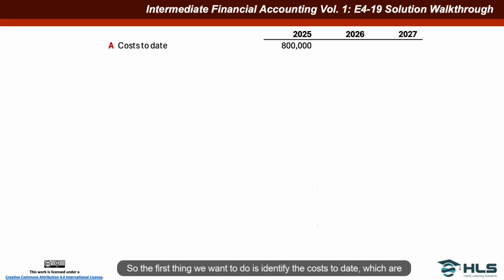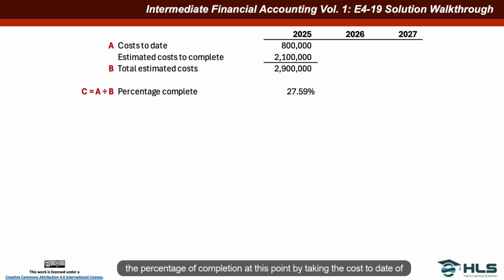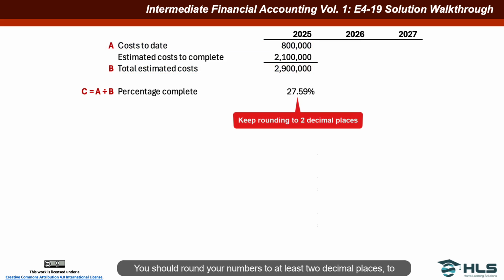So the first thing we want to do is identify the costs to date, which are $800,000 in 2025. And then we want to pull from the data the estimated cost to complete, which is $2.1 million. When we add those two together, this gives us the total estimated costs to complete the project. So at this point, $2.9 million. Now we need to know what the total estimated costs are to determine the percentage of completion at this point by taking the costs to date of $800,000 and dividing by the $2.9 million total estimated cost. That's 27.59%. You should round your numbers to at least 2 decimal places to avoid material rounding errors.